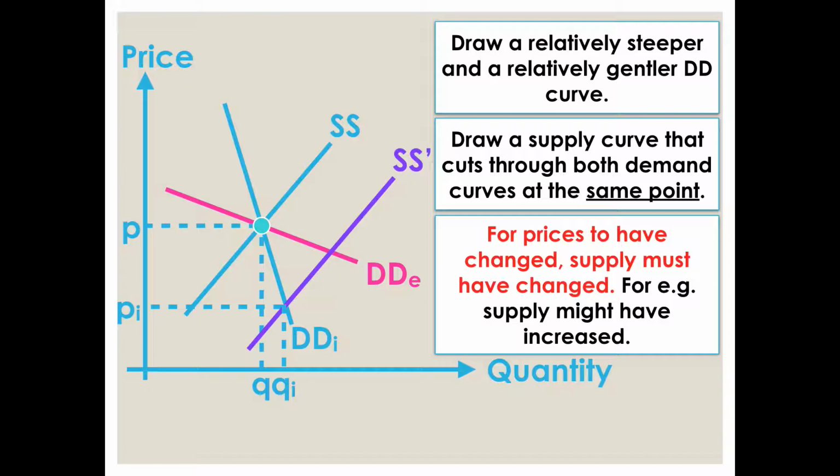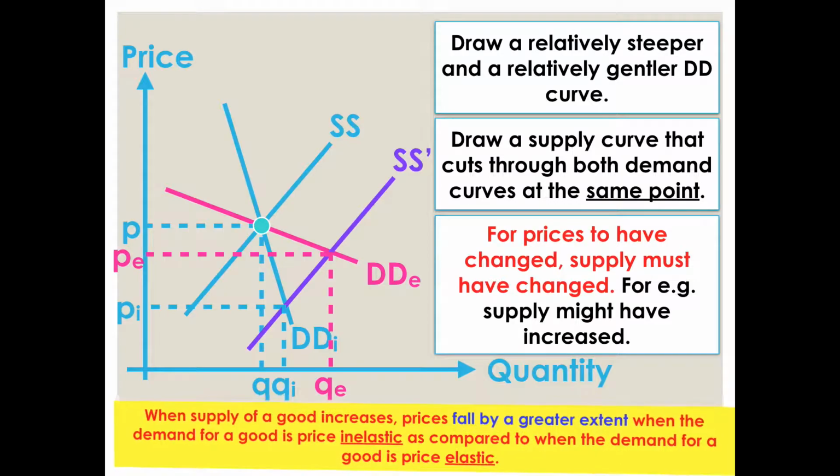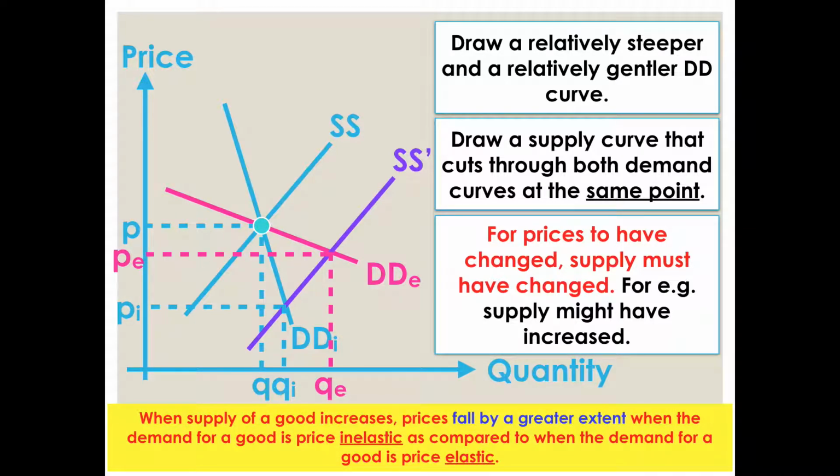If I compare the increase in quantity to the fall in price, you can see that the increase in quantity is actually less than proportionate to this fall in price. But when I compare the change in price with the more price elastic demand curve, you notice that prices have fallen only to PE and quantity has increased more than proportionately to QE. So therefore, we can conclude that when the supply of a good increases, prices fall by a greater extent when the demand for this good is price inelastic, as you can see from the blue DDI line, as compared to when the demand for this good is price elastic, as you can see from the pink line.